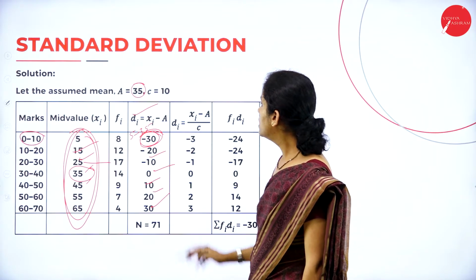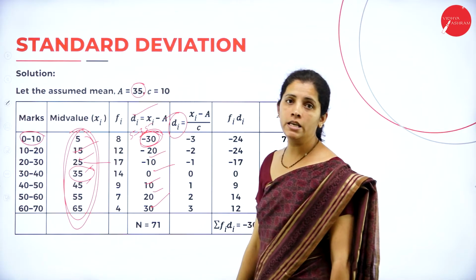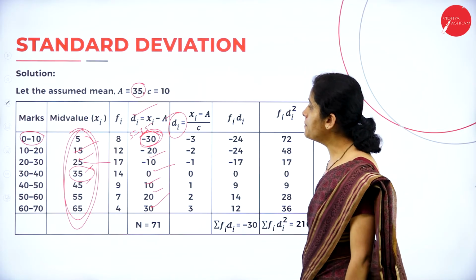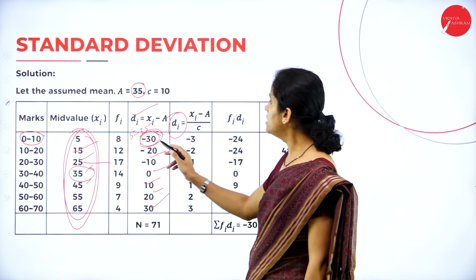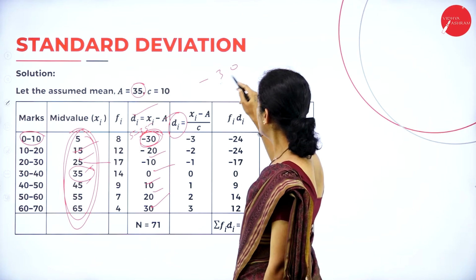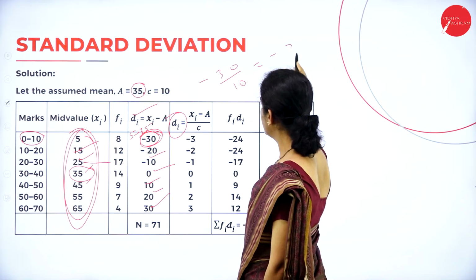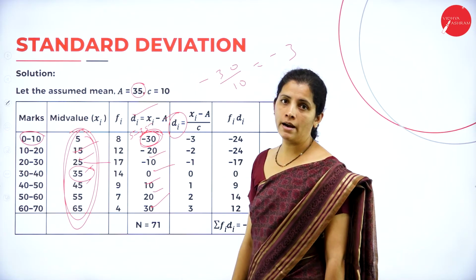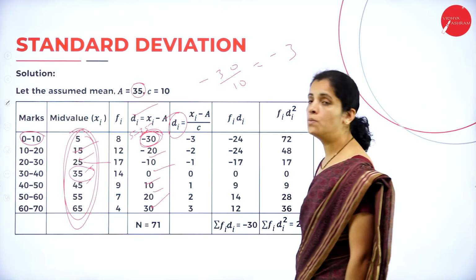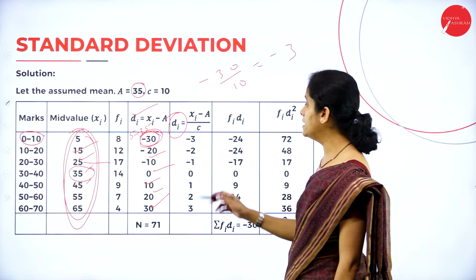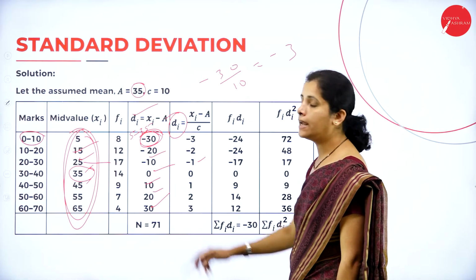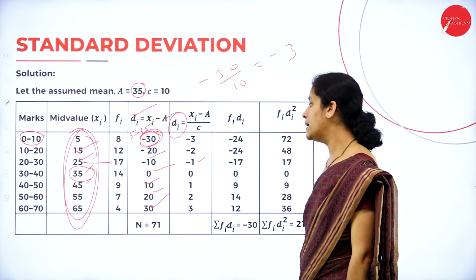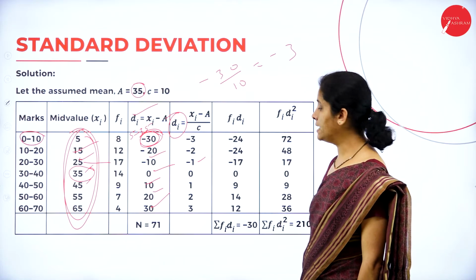Now I want to find di, which is xi minus A divided by c. c is 10. So minus 30 divided by 10 is minus 3. Minus 20 divided by 10 is minus 2. Minus 10 divided by 10 is minus 1. Then 10 by 10 is 1, 20 by 10 is 2, and 30 by 10 is 3.